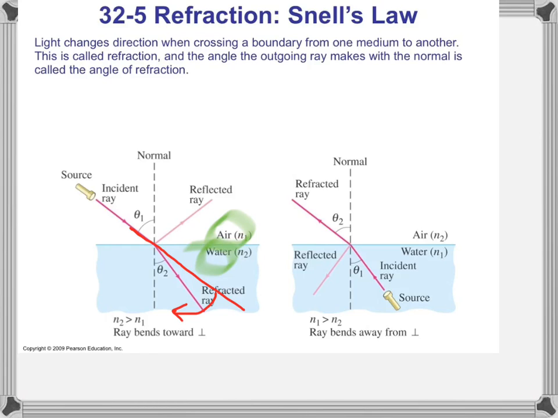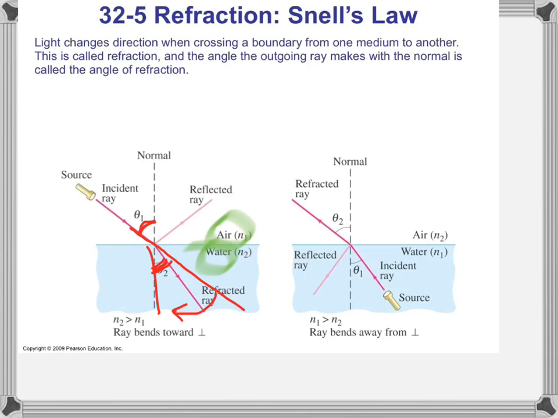You see, it's coming. This is the normal, remember. It's coming towards the normal. So whenever light goes from less dense to more dense, it goes towards the normal, which means the angle of refraction is going to be less than the angle of incidence, because it's bending towards the normal.